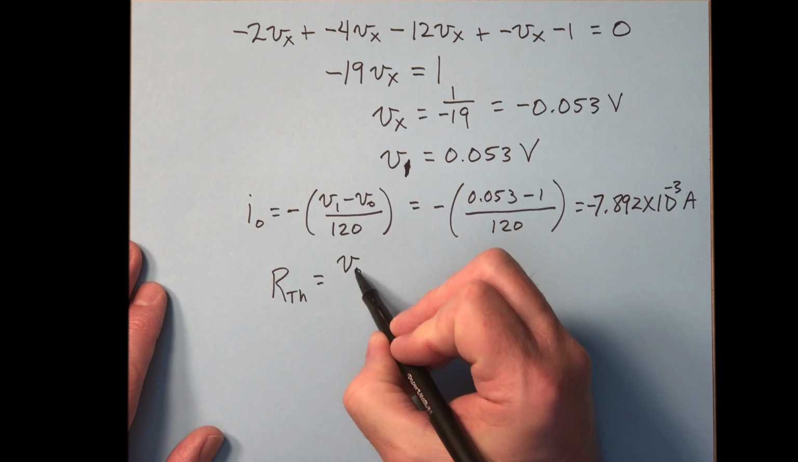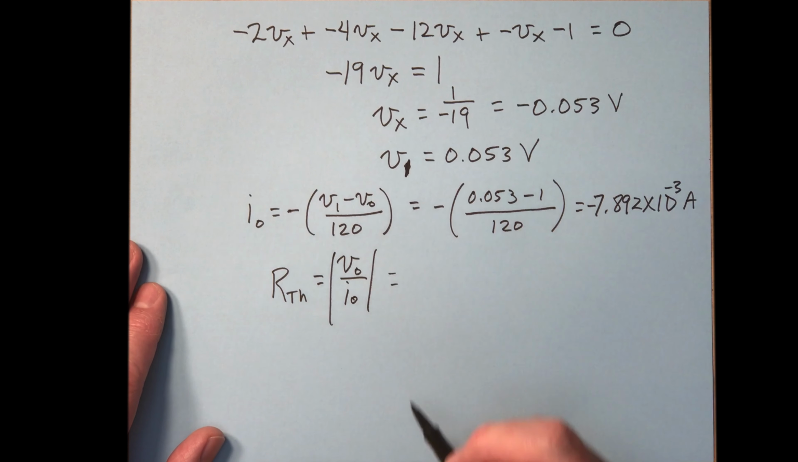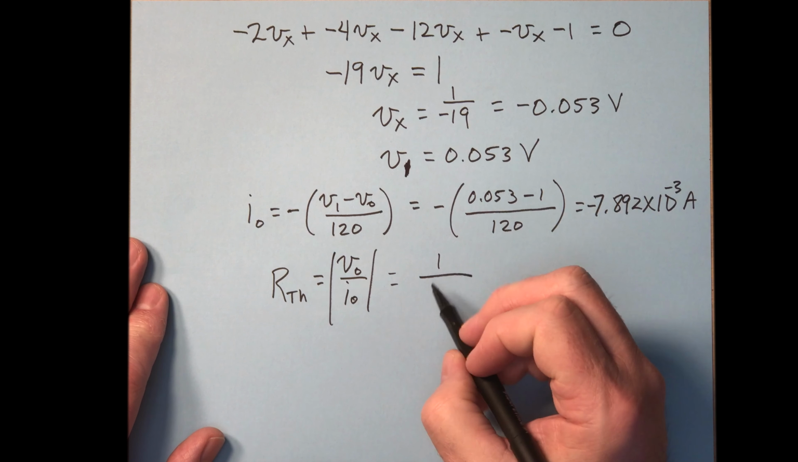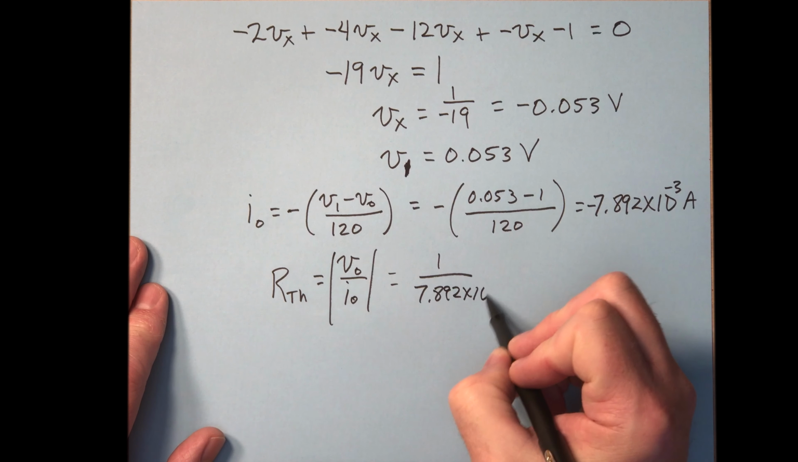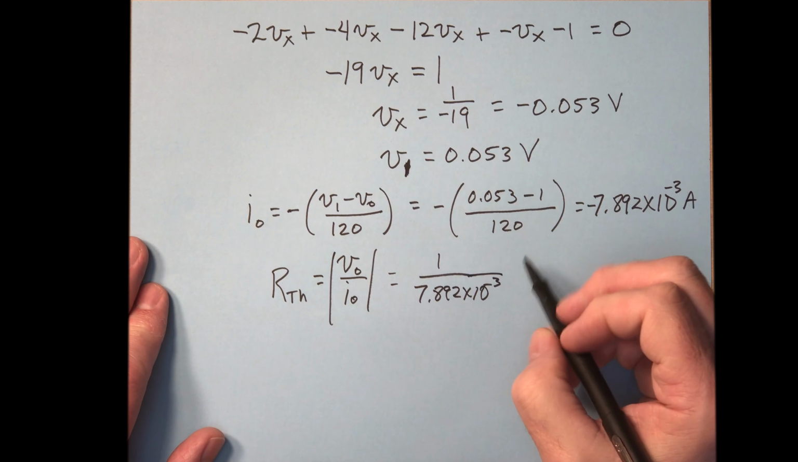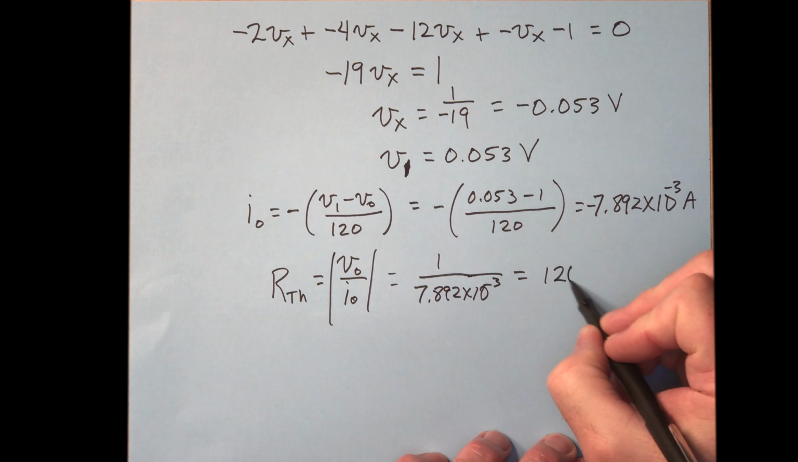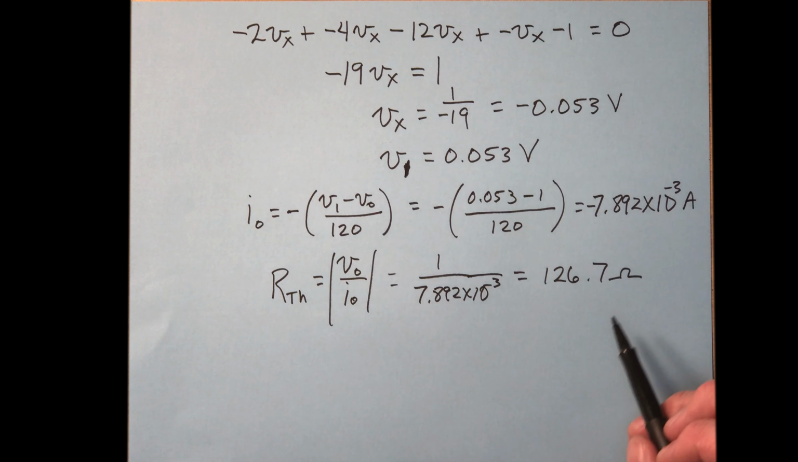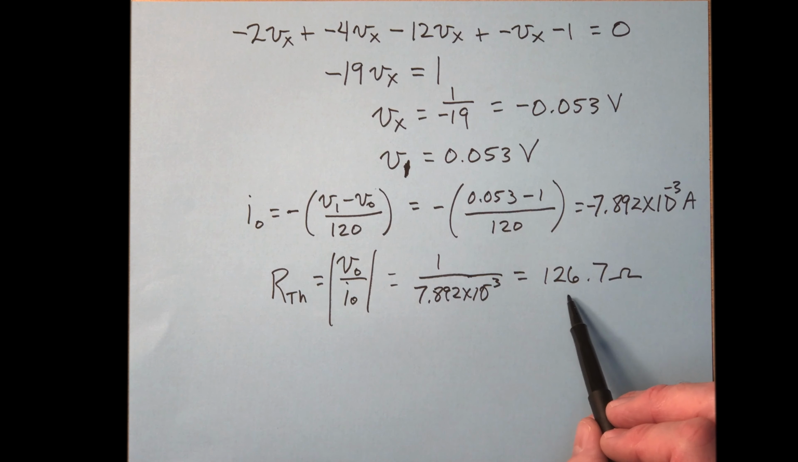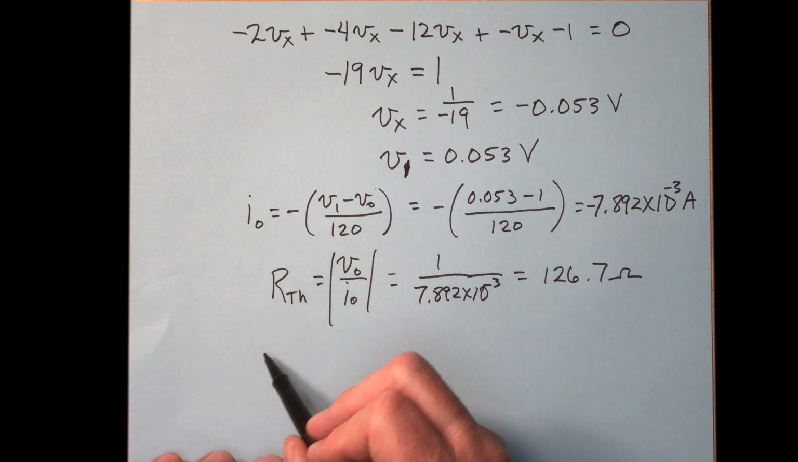So RTH is V naught over I naught. You can think of that as absolute value. So that's 1 over 7.892 times 10 to the negative 3. And that turns out to be 126.7 ohms. Therefore, if we want to have the maximum power transfer, then we let our load equal 126.7 ohms.